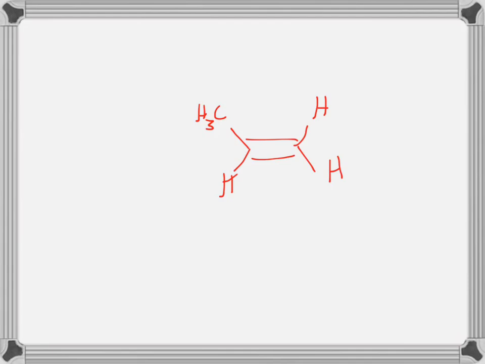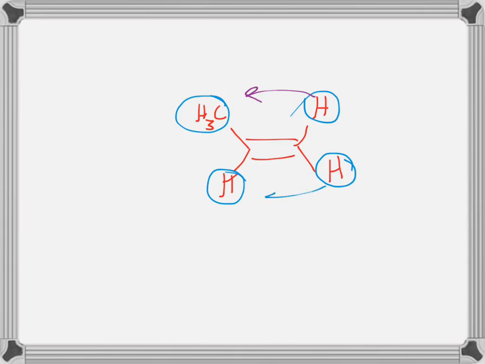How many hydrogen signals? One, 2, 3, 4. Because there's a double bond, can I freely rotate? Nope, which means this hydrogen only sees the CH3 directly across from it. The other hydrogen only sees the hydrogen. Are those 2 hydrogens different? Yep, you get 4 signals.